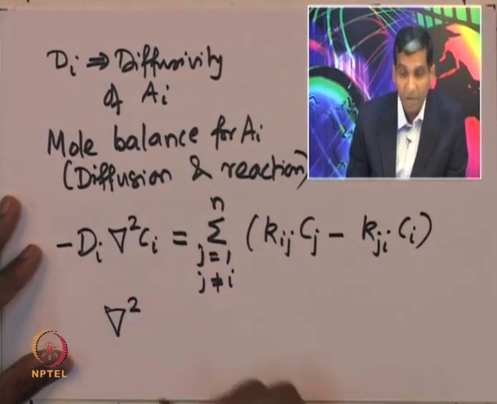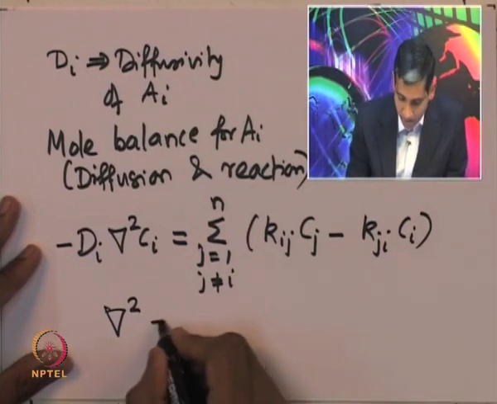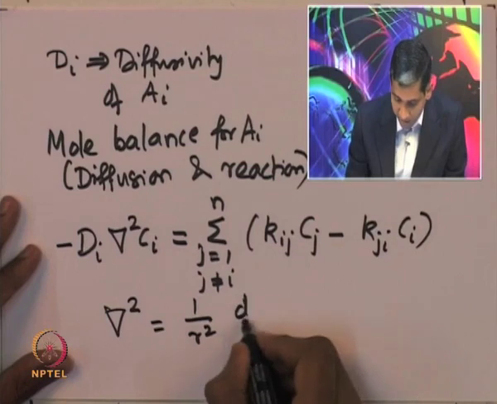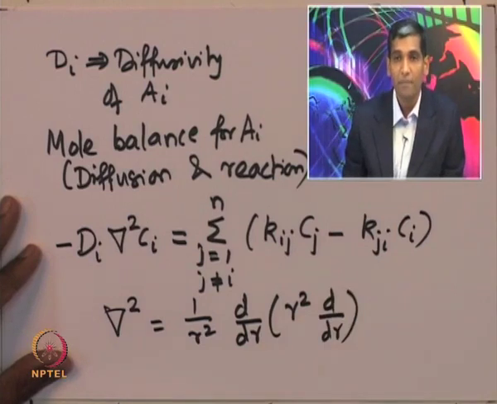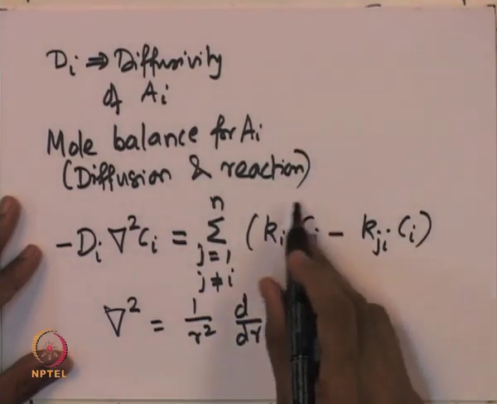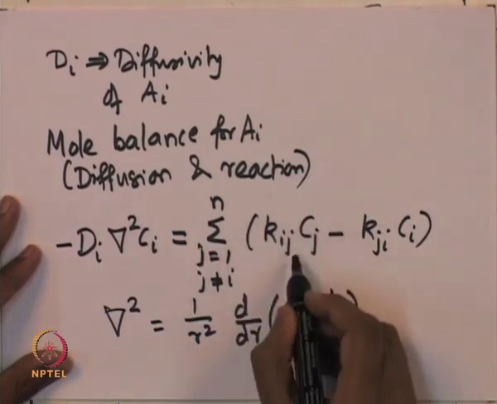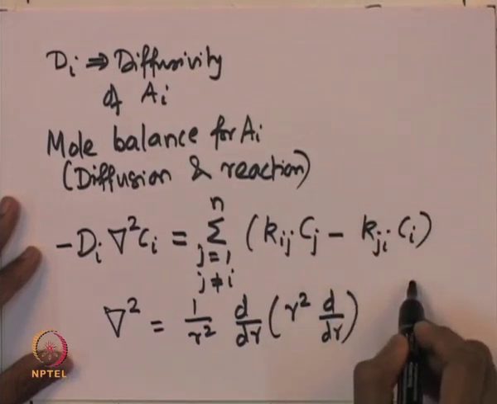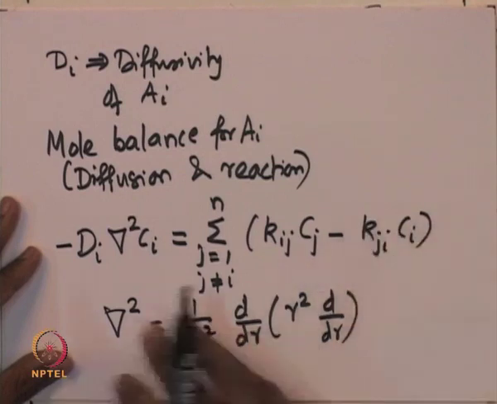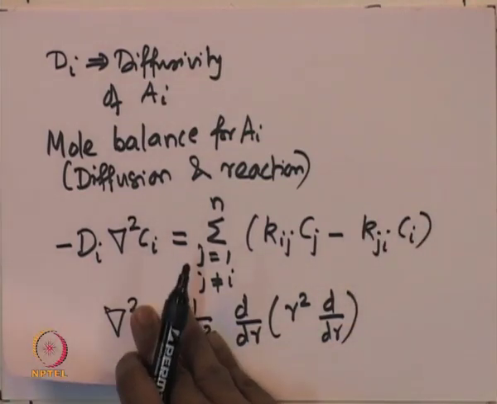Now, del square, if it is a spherical catalyst in spherical coordinates, will be 1 by r square into d by dr into r square d by dr. So, that is the Laplacian in spherical coordinates if the catalyst were to be a spherical particle. And remember that the first term here corresponds to the reactant being species J and the product which is formed is species I, and the second term corresponds to the reactant being species I, which is being consumed in order to form a product J. So, that is the nomenclature that will be used for demonstrating the Thiele modulus and effectiveness factor for a network of first order reactions.